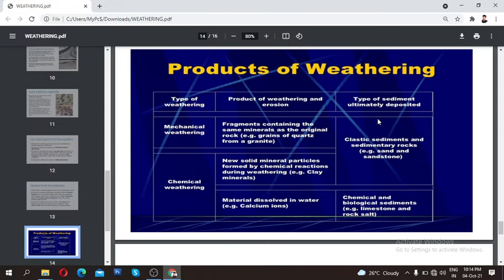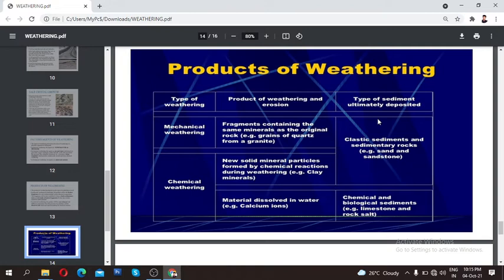Then the type of sediments formed in chemical weathering is of two types. If the chemical composition is completely changed and a new material is formed, we can expect clastic sediments, usually sand or sandstone, in chemical weathering also. Then if it is dissolved or leached in water, we can expect chemical and biological sediments. If it is rich in calcium, we can expect some limestones.